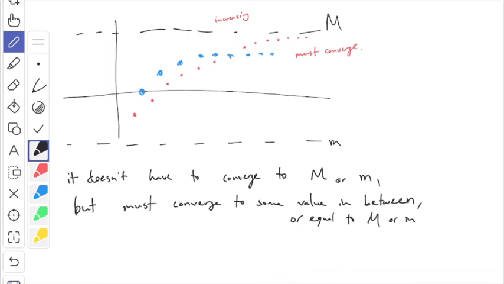All right, that's called the monotone convergence theorem. It's a big deal in real analysis. We're not really going to do much with this, but I hope it makes sense from the pictures.